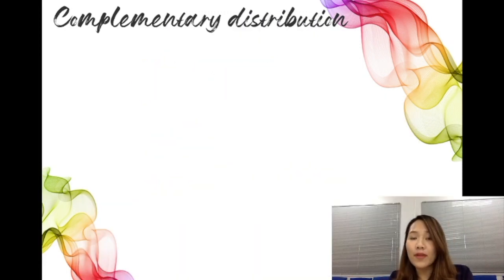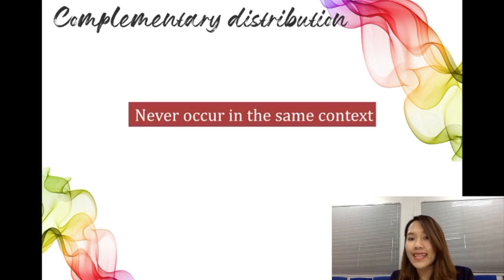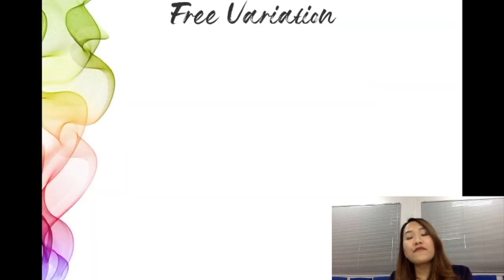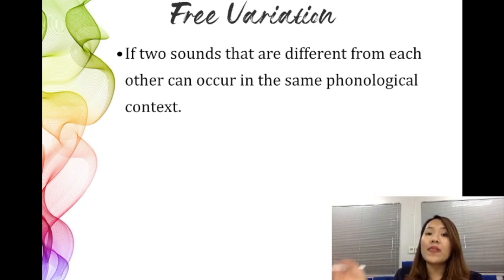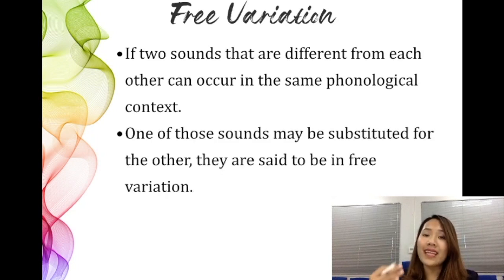To sum up again, complementary distribution is that you have a group of sounds and then the sounds apart from that group cannot occur in the same context, the same position. Next, free variation. Free variation explains the position where two sounds that are different from each other can occur in the same position, the same phonological context, which means one sound can substitute for the other and they are said to be in free variation.